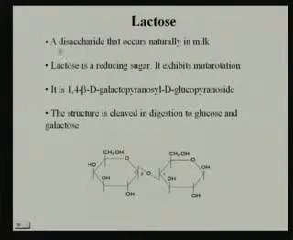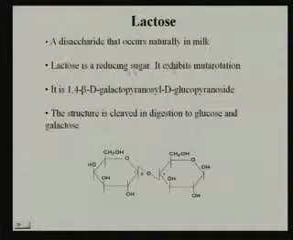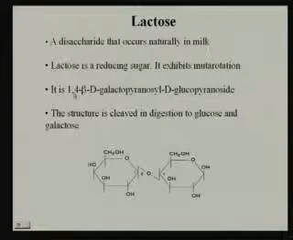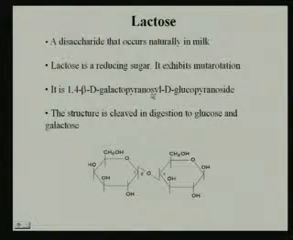Coming to lactose, a disaccharide that occurs mainly in milk. Lactose is a reducing sugar and it exhibits mutarotation. It forms with 1,4-beta D-galactopyranosyl and 1D-glucopyranosyl. That means, when one galactose and one glucose moiety are joined together with beta 1,4 glycosidic linkage, it forms the lactose molecule.